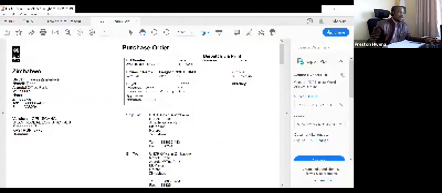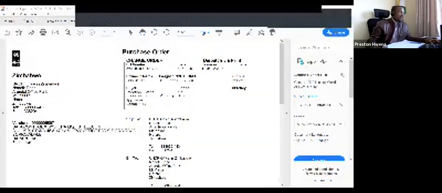Okay, I got one here. So you see that this is a purchase order. If one has done business with UNDP, you always have this number. In this case, this is a vendor number, a UNDP vendor number. So if you have done business with UNDP in the past, just look at your purchase order. There'll be a number like this. It's your vendor number.